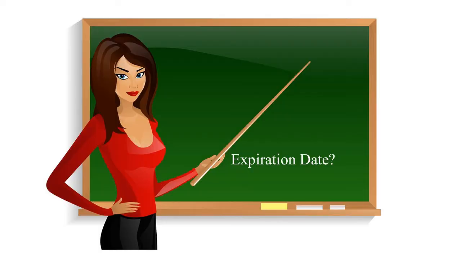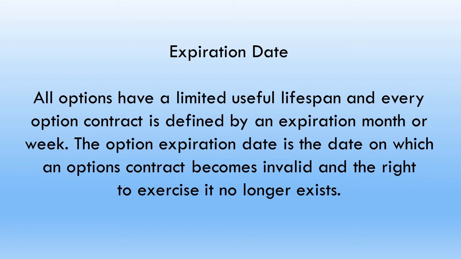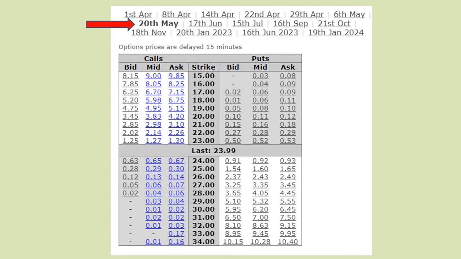Finally, what is an expiration date? All options have a limited useful lifespan, and every option contract is defined by an expiration month or week. The option expiration date is the date on which an options contract becomes invalid and the right to exercise it no longer exists. Let's look at the options table again. We are looking at the May 20th options table. This means that the option for the May 20th options contract will expire on this date. There are many other options contracts for this stock expiring weeks, months, and even years into the future, as you can see by the multiple dates shown.